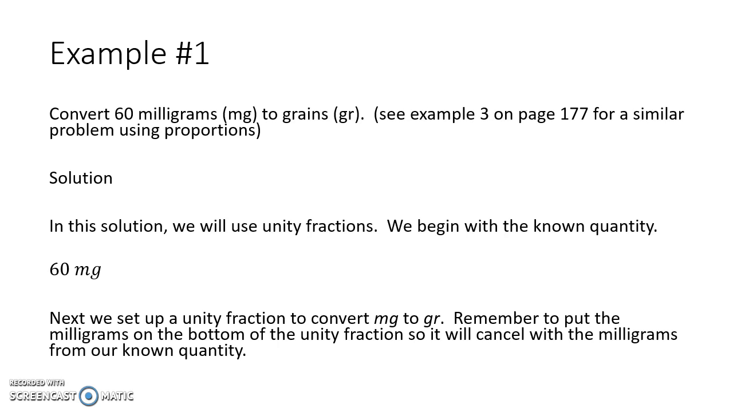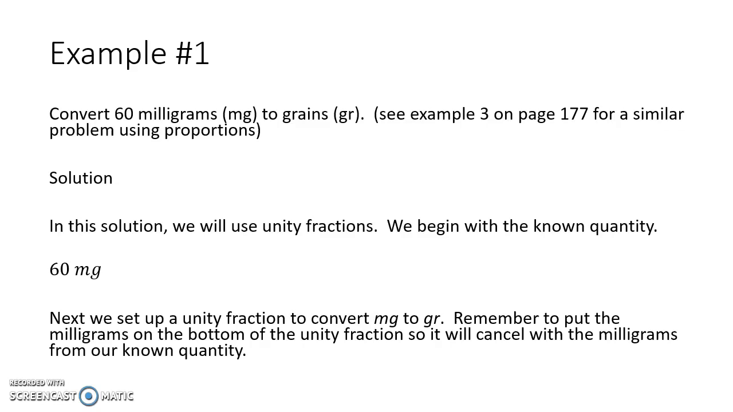So example 1, let's go ahead and convert 60 milligrams to grains. You can look on page 177, example 3 for a similar problem, using proportions if you wanted to take note of the differences between the two methods. We're going to use unity fractions, so we know that we need to start with our known quantity, which in this case is the 60 milligrams. And then next we're going to need to multiply it by a unity fraction that converts milligrams to grains.